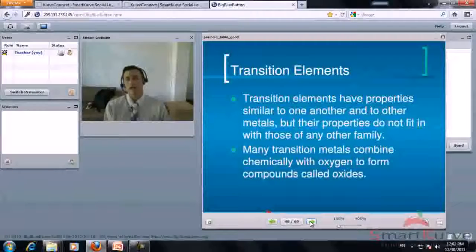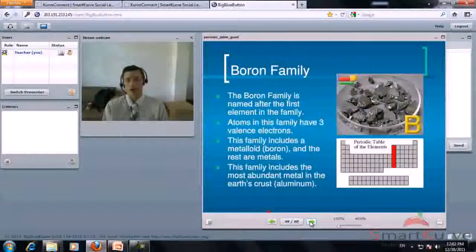Transition elements have properties similar to one another and to other metals, but their properties do not fit in with those of any other families. Many transition metals combine chemically with oxygen to form oxides. We talked about that already. Next, let's move on to the boron family.